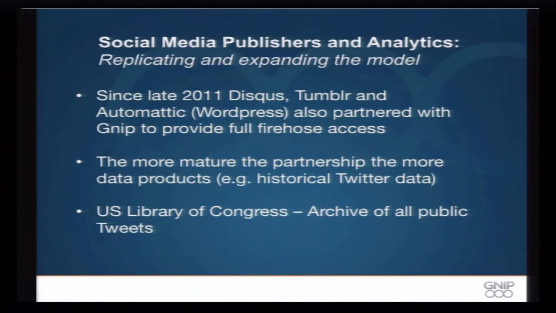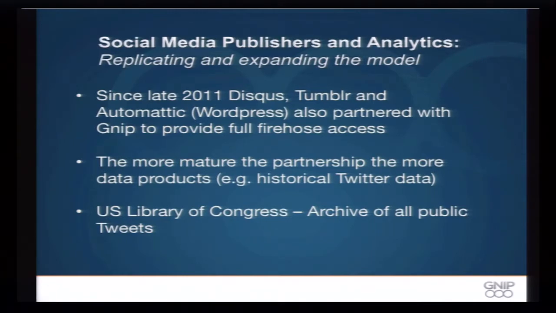What we've been able to do at GNIP is take the relationships and the things that we learned from Twitter, and start to talk to other social networks. How can we take these things and talk to Disqus, for example, and Tumblr and Automattic? We had a really clear storyline for why they might want to make their data available in the same formats. So around late 2011, we announced a bunch of partnerships with the Disqus commenting platform, Tumblr, and Automattic, and we're going to be providing full Firehose access.